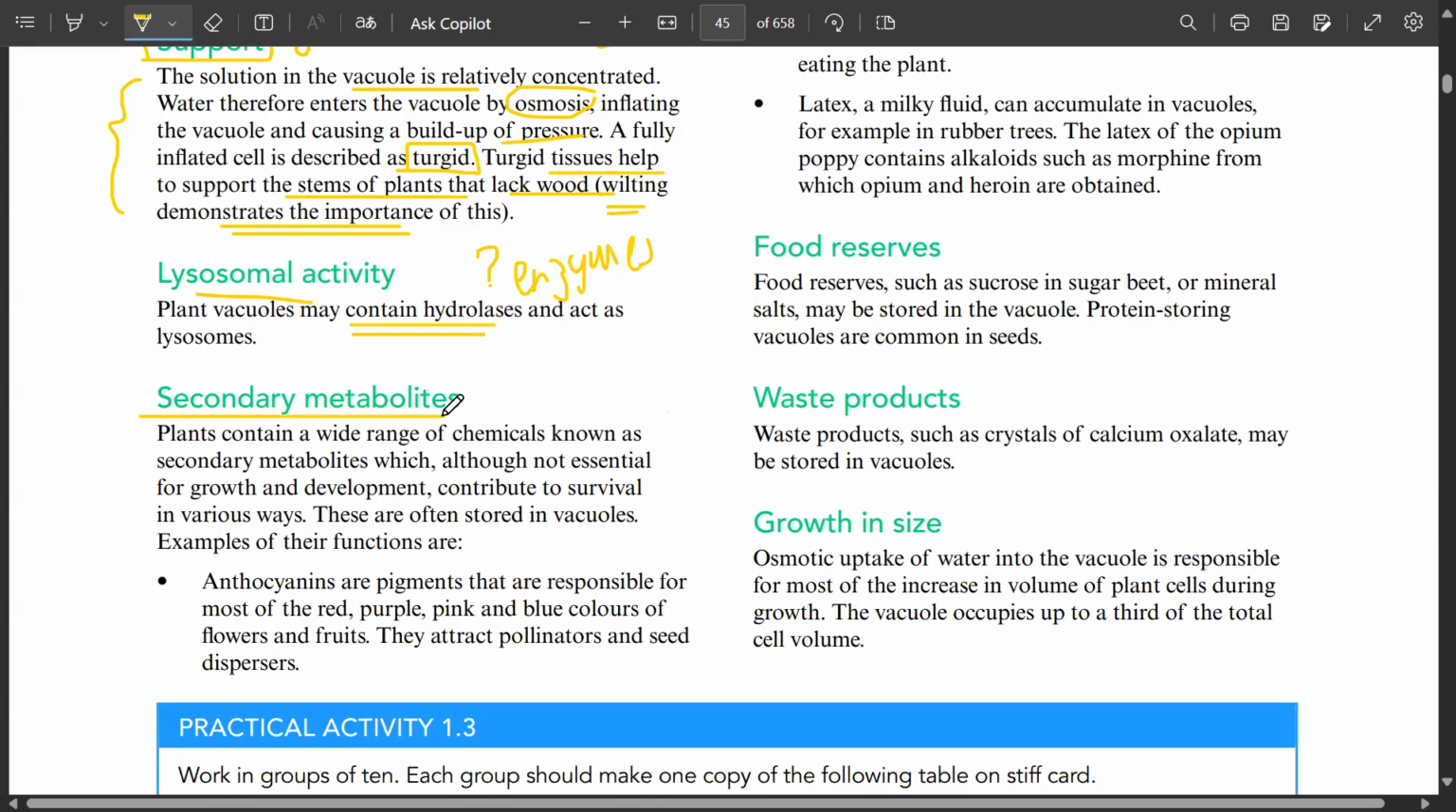Then secondary metabolites. A wide range of chemicals are also there inside the vacuole. So the vacuole is a storage organ as well. It has those hydrolases as well. It has all those chemicals which are not that essential, but they are important for growth and development, and they contribute to survival in various ways. These are often stored in vacuoles, and examples of their functions are, for example, anthocyanins, which are the pigments responsible for most of the red, purple, pink, and blue colors of the flowers and fruits. They also attract pollinators and seed dispersers. Got it?